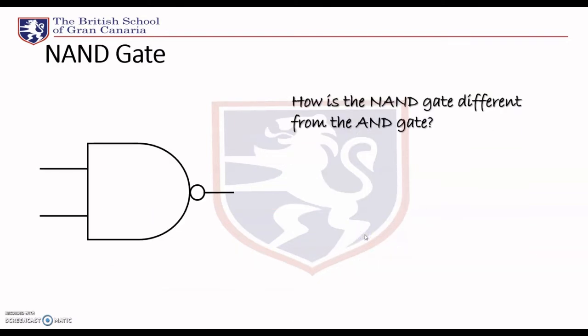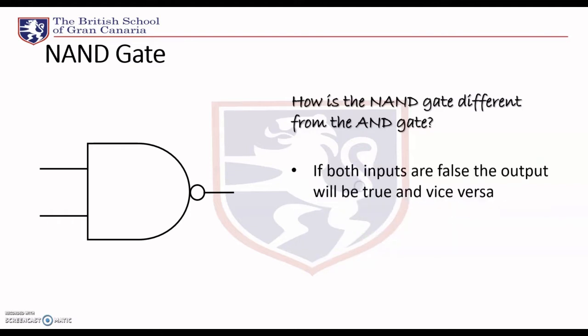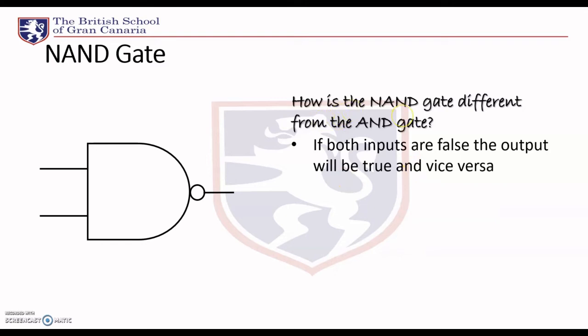So the NAND gate. Now the NAND gate, this is short for NOT AND. Okay, so it works differently from the AND gate. Sorry, not AND, not NOR AND. So if both the inputs are false, then the output will be true. So if you've got 0 here and 0 here, then the output will be 1. But if you've got 1 and 1, then the output will be 0, because it's got a NOT in it.